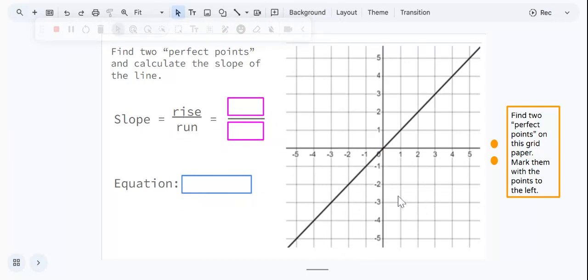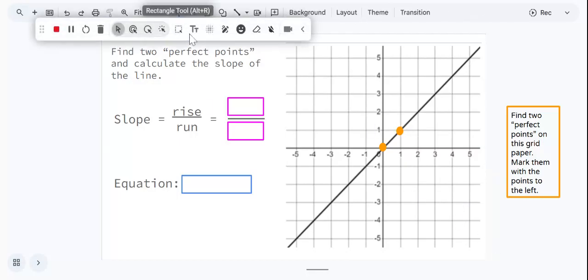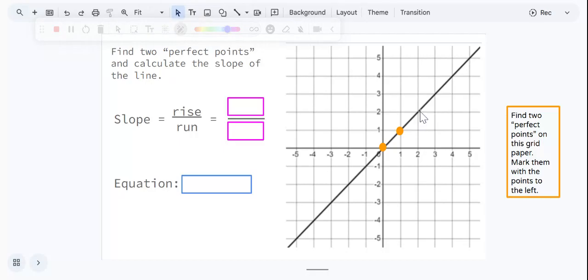Next, this is back to positive slope. I'm going to go ahead and include the origin, and then I'm going to just trace my line up until I find the next perfect point, which is right there. Quick one. So what is my rise over run? Here's my next point and my next point.